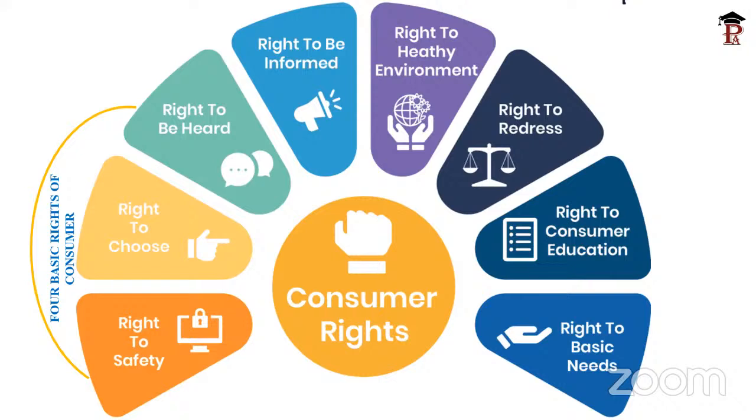Then we have the fourth one, the right to be informed. It provides accurate information about the product and services, including their price, quality, ingredients, and potential risk. For example, food products must have clear labeling. Even a bar of chocolate has clear labeling, like nutrition information, which includes the amount of fat and the amount of sugar it has. Everything is mentioned there.